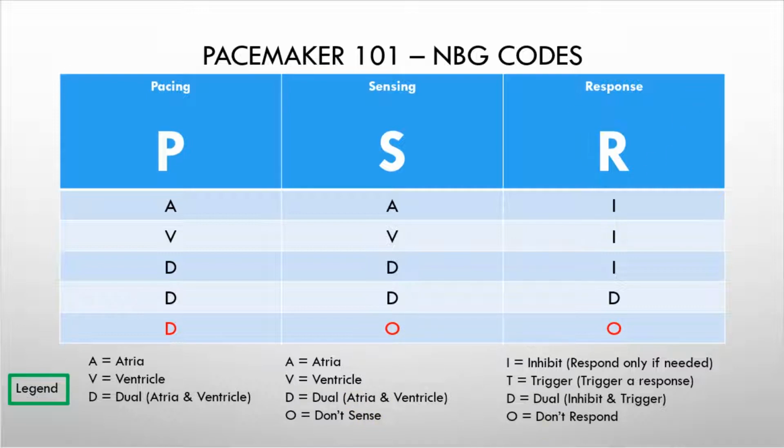Okay, response. For the response, we have I, which is inhibit. Inhibit just means on demand, as needed. Trigger is to trigger a response. Dual just means inhibit and trigger. And O just means don't respond. Again, zero, do nothing.